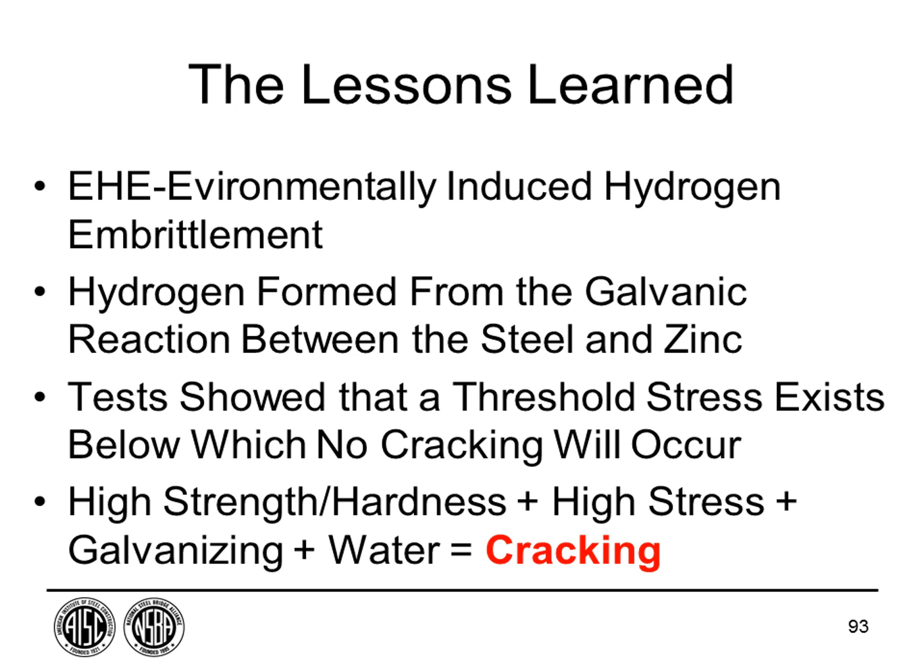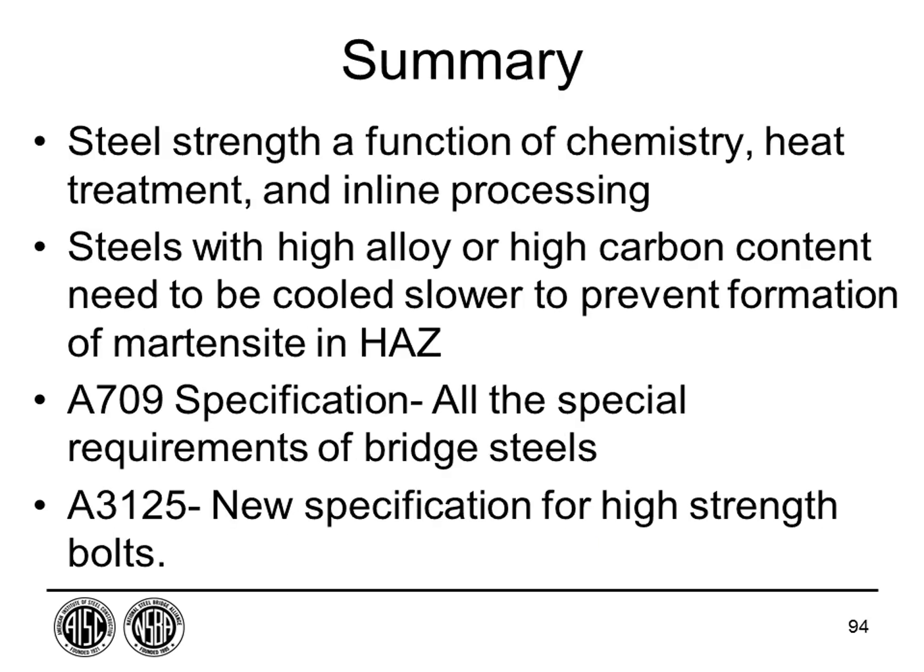Basically, these types of rods should not be used under sustained high tension. So we're reaching the conclusion. So let's just see what we've talked about. Well, we saw that steel strength is a function of the chemistry and the heat treatment and inline processing, the TMCP. Steels with a high alloy or a high carbon content need to be cooled slower to prevent formation of martensite in the heat affected zone.